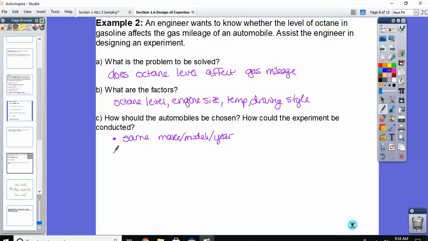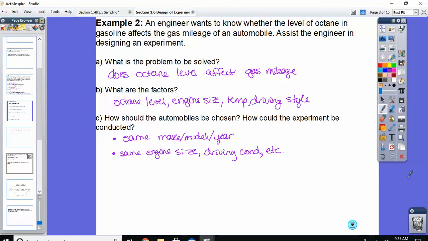You want to try to control as much as you can. So you're talking same engine size, driving conditions. Ideally, you would try to drive them at times when the outdoor temperature is the same, but that's kind of uncontrolled. We don't have a lot of choice in that. We can't make two perfectly identical weather days, but we can get the situation as similar as possible.